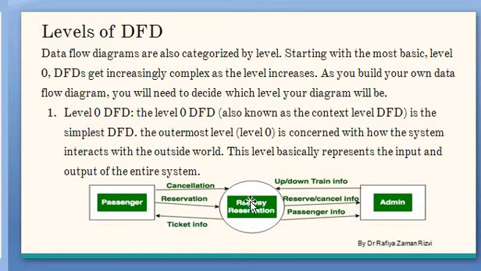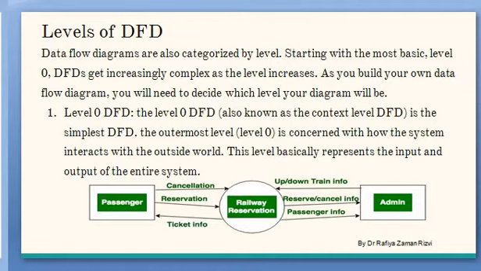Now this system is interacting with the passenger and with the admin, okay. So this is a level 0 DFD. We are not showing what is happening inside the railway reservation system. We are just showing how the reservation system is interacting with the outside entities. Clear to everyone?